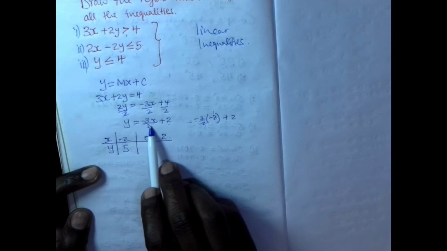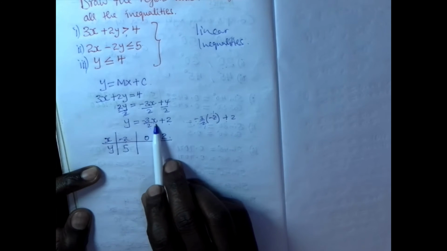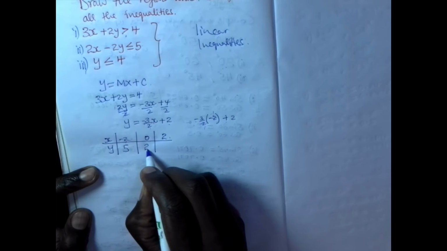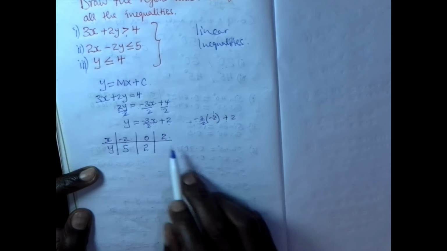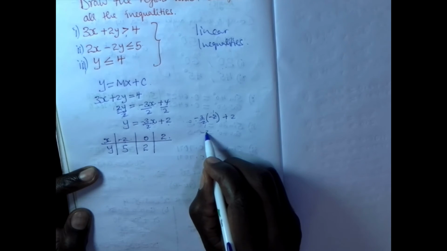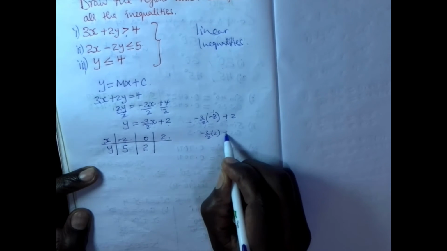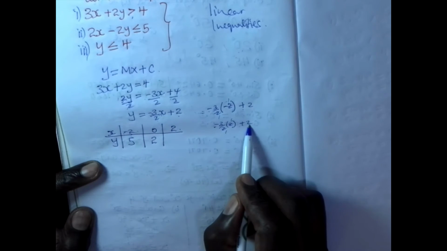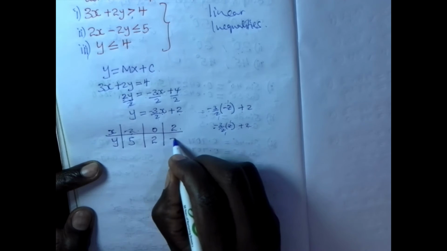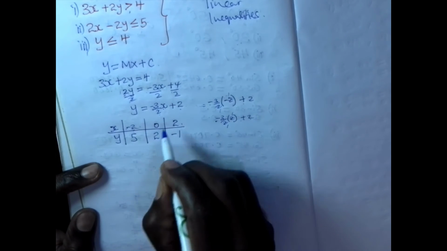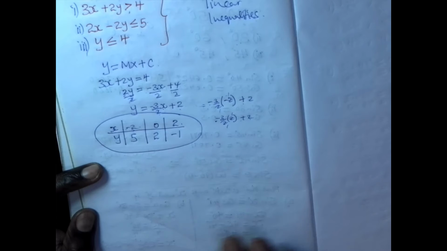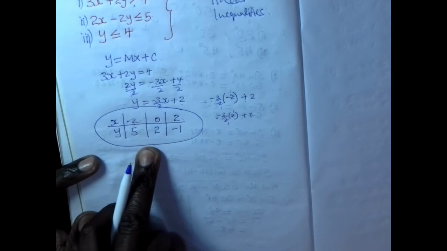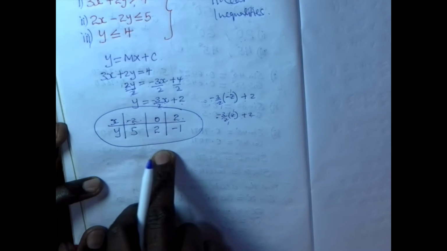When x is 0, minus 3 over 2 times 0 is 0, plus 2, we have 2. When x is 2, minus 3 over 2 times 2 is minus 3, plus 2, so we have minus 1. So this is the table of values that we are going to use to help us plot on the graph.